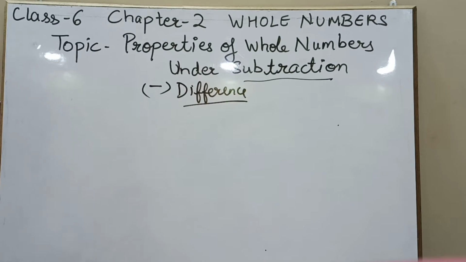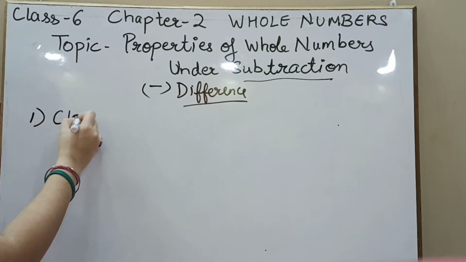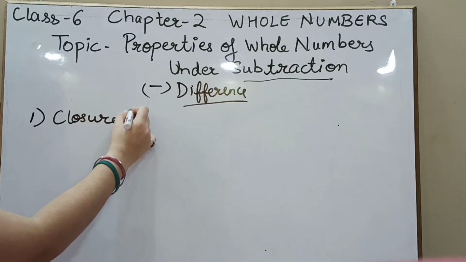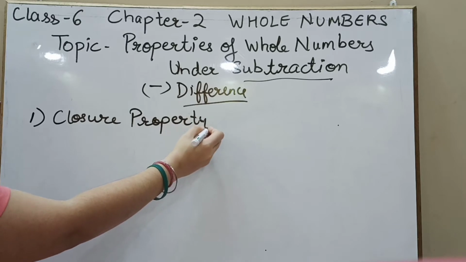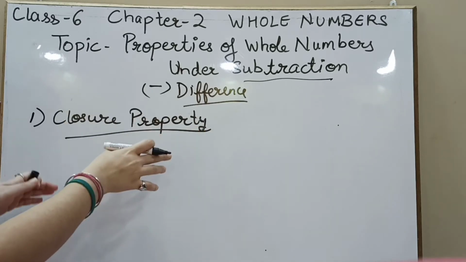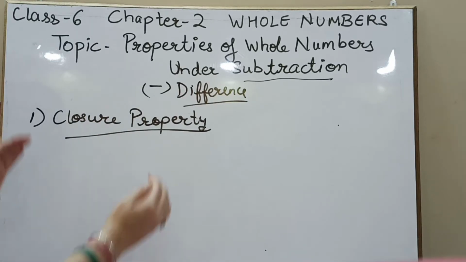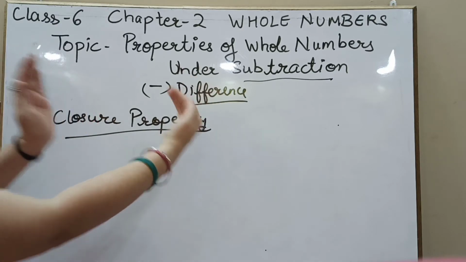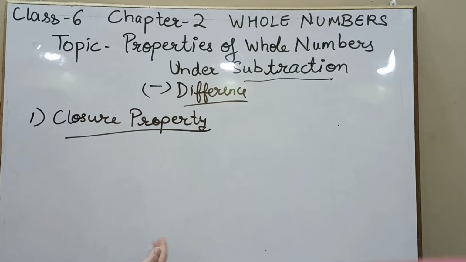Now the first property that we are going to go through is the closure property. As we did in addition, similarly we are going to follow those properties in subtraction also. But let us check whether these properties are true or false under the given operation. When I talk about closure, remember close, I told you close मतलब एक ही जगह में restrict कर देना. मतलब अगर हम whole numbers में कोई property use कर रहे हैं तो उसका आंसर भी whole number आएगा. We did in addition. Now let's talk about subtraction.